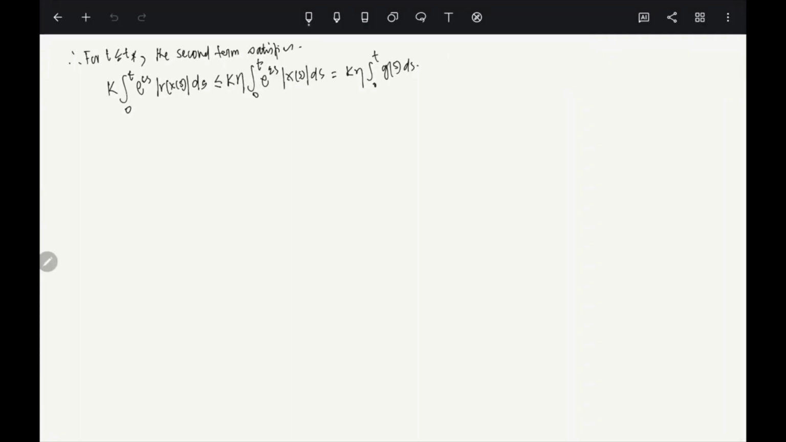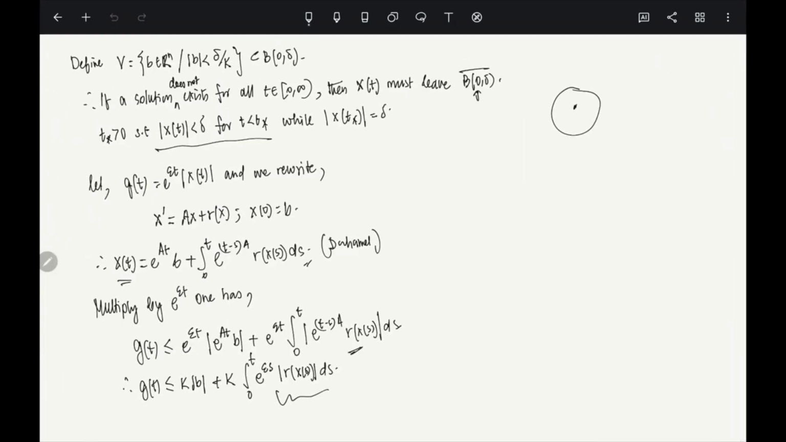Now we use Gronwall. By Gronwall's lemma, we have that g of t in this case will be less than or equal to k mod b times e to the power k eta t, for all 0 less than or equal to t less than or equal to t star. Now, if you just look at what g of t is: g of t is e power epsilon t mod x of t.